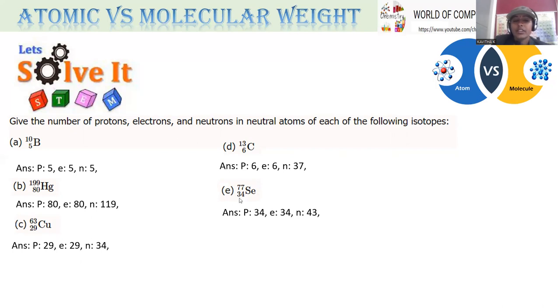And selenium, 34 atomic number, protons are 34. Then mass number 77 minus 34, 43 it will be. Electrons, being neutral, proton and electron are both the same, 34, 34.